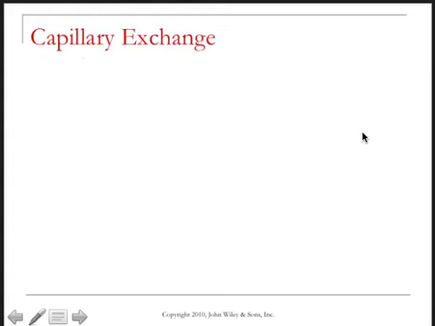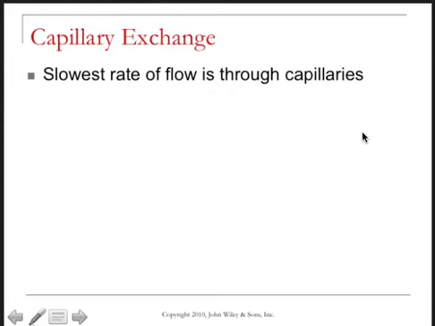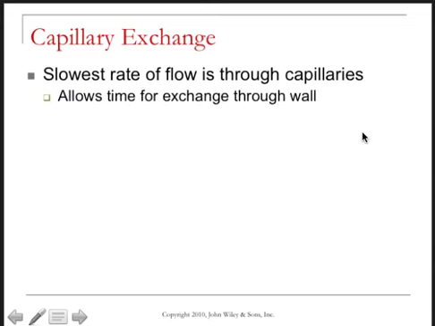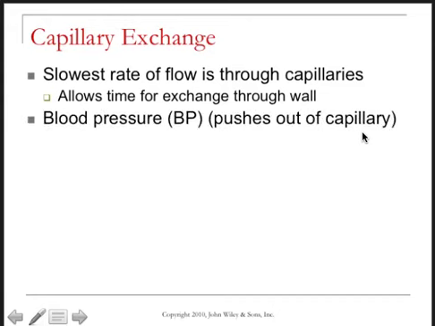Okay, capillary exchange is essentially the swapping out of oxygen for carbon dioxide and of waste products for nutrients that occur in these very thin-walled vessels. The slow rate of flow in the capillaries allows this to happen. In addition to that, remember that the capillary walls are very thin, and as a result, diffusion happens a lot more readily in this sort of setup. This allows time for exchange through the walls of these vessels.